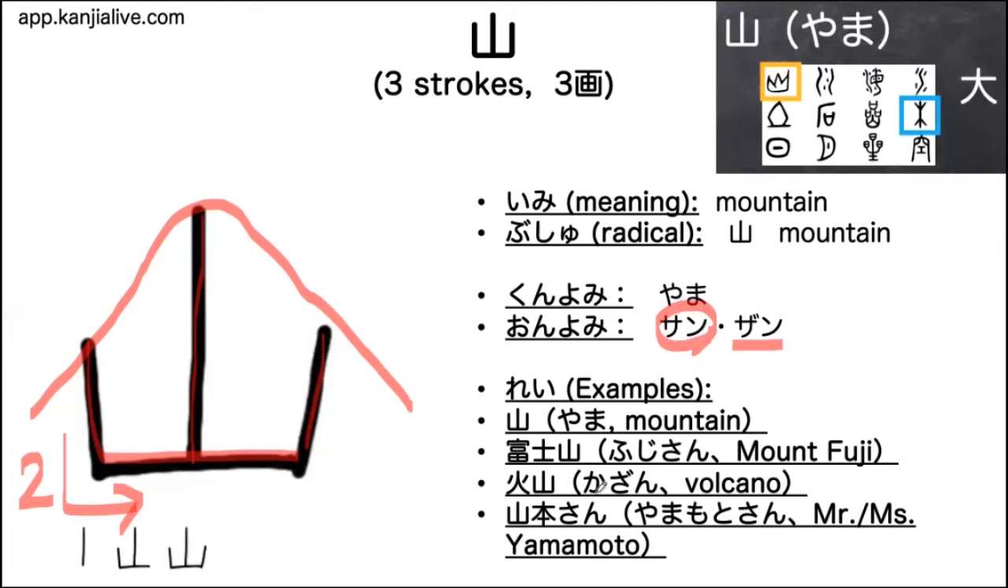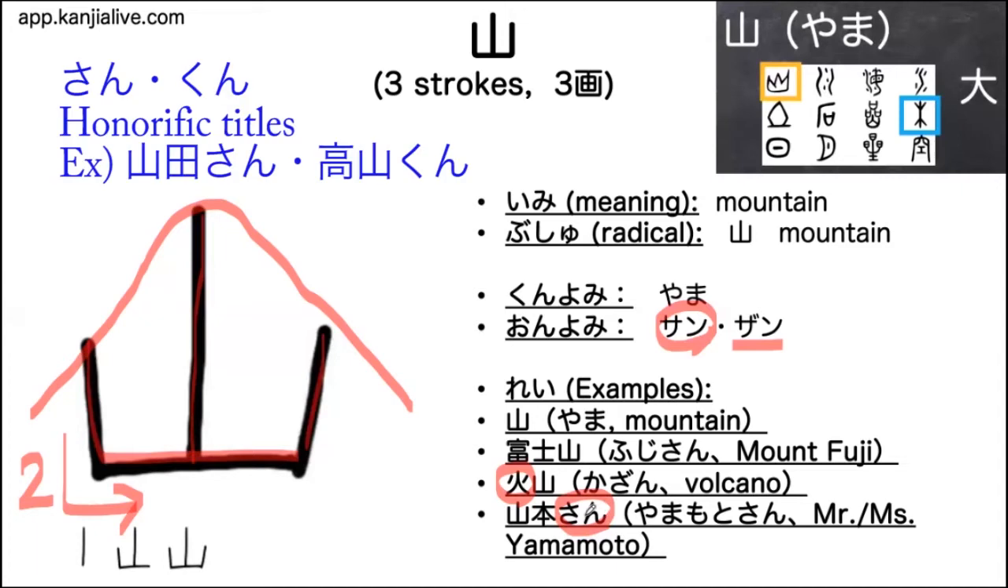Okay, the next one is kazan. Kazan. This kanji is fire. So fire mountain, which is volcano. Okay, kazan. Then this kanji, yama, is very typical for a person's name, family name. Yamamoto-san, Mr. Yamamoto. San here is used as an honorific title, and kun is also one of the honorific titles. Okay, now let's go to the next.